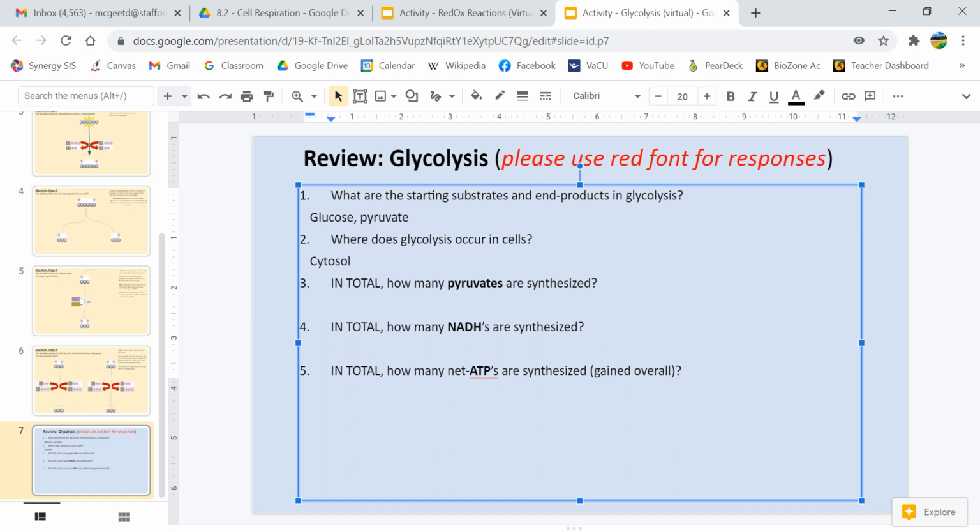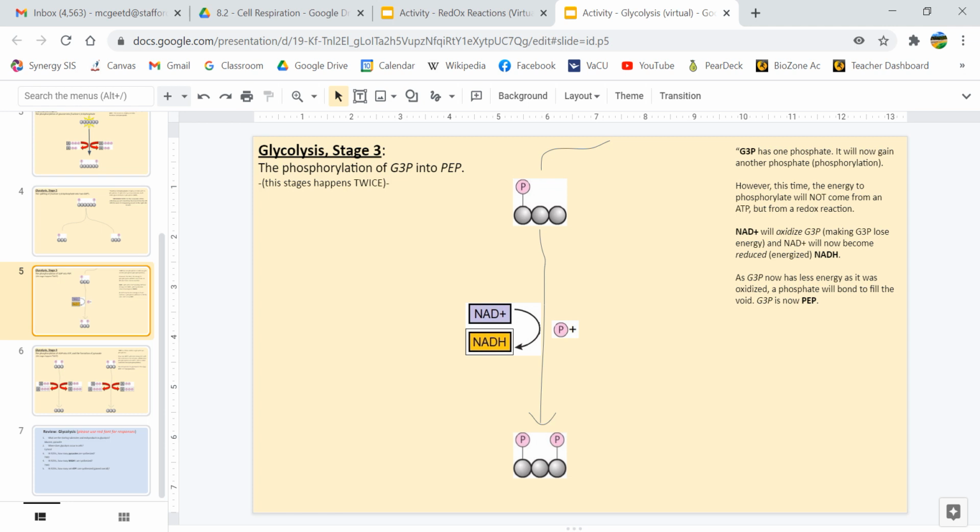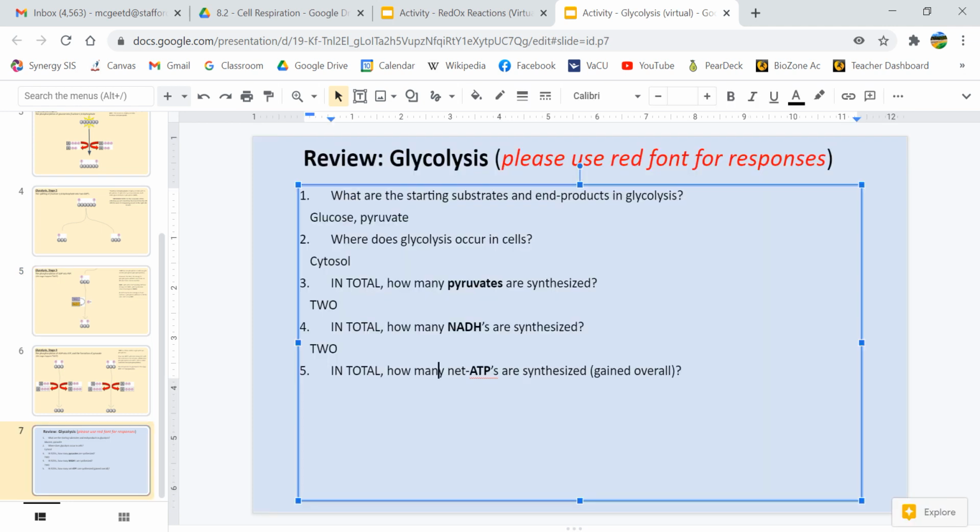How many pyruvates are made? The answer is 2. And they both have 3 carbons. That's where our carbons went from the sugars. In total, how many NADHs are made? 2. Remember, we made an NADH here, but we did it twice, so it really happened over there too. And the last one here, in total, how many ATPs were made? Well, we made 4, but since we had to spend 2, we made a total of 2 net ATPs.